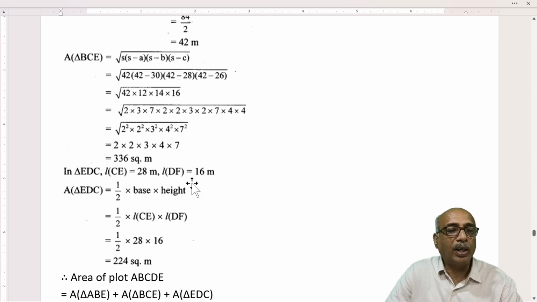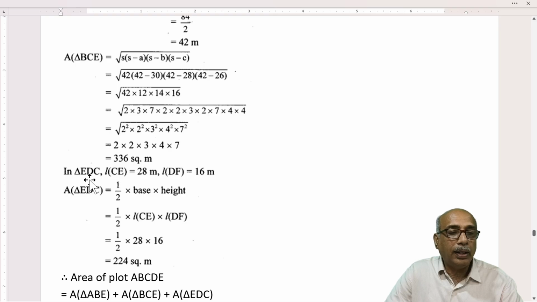Now area of triangle BCE equals root of s into s minus a into s minus b into s minus c. This is known as Heron's formula. Apply the same, substitute the values. Now you know how to calculate. You will get area of triangle BCE equals 336 square meter.